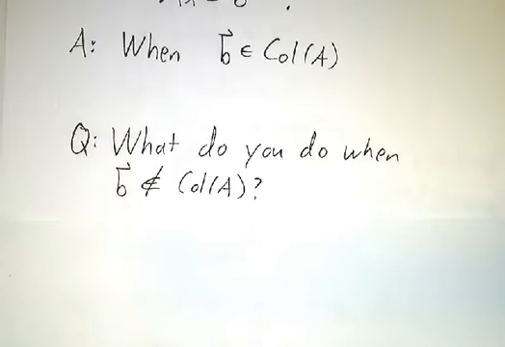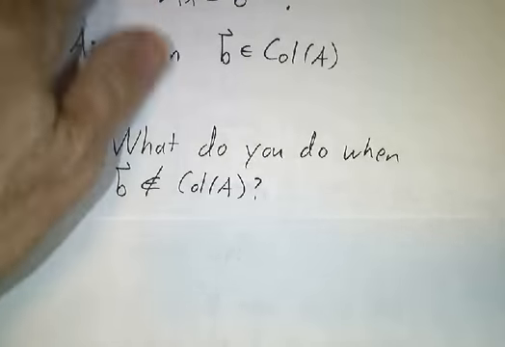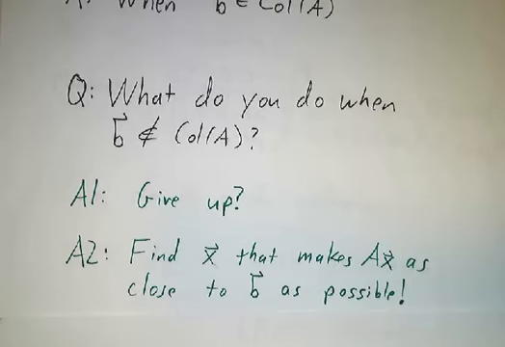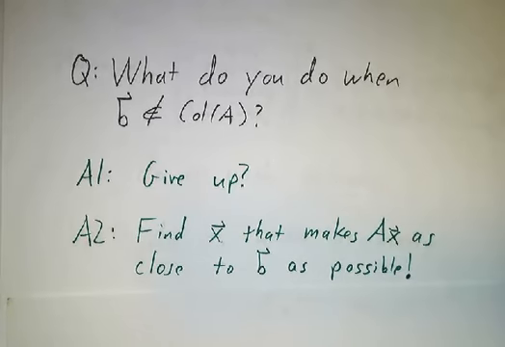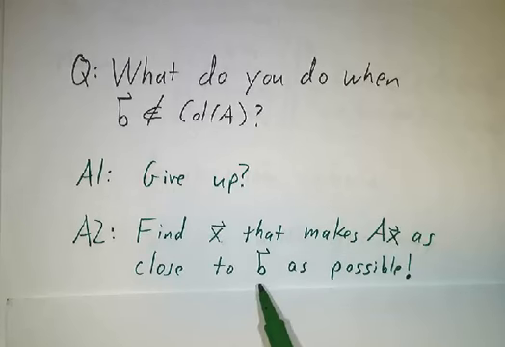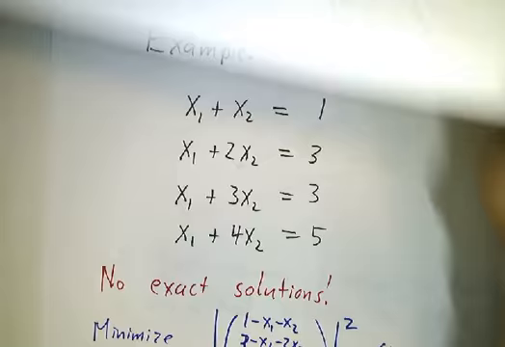Okay, so what do you do if b isn't in the column space? And there's an obvious answer, namely to give up, because there is no exact solution. But for many real-world problems, there's a better answer. The better answer is fudge it. Find the value of x. You can't make Ax equal to b, but you can try to get Ax to be as close to b as possible. And this is called a least squares solution to our problem. So let's see how that works.